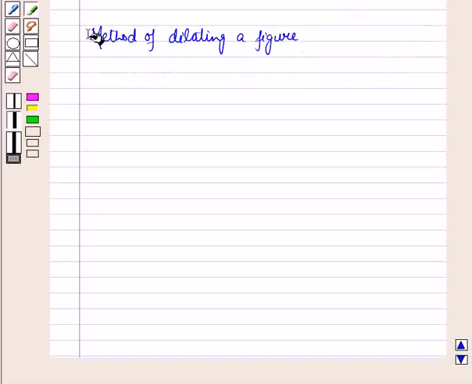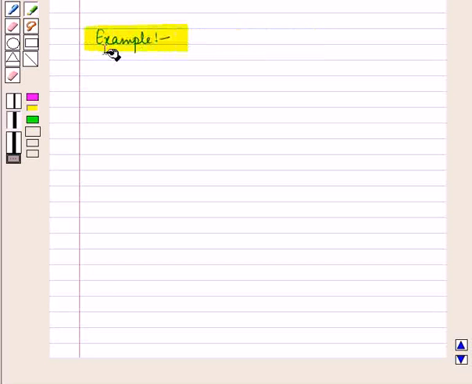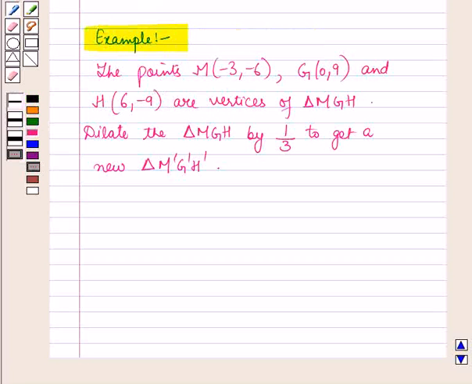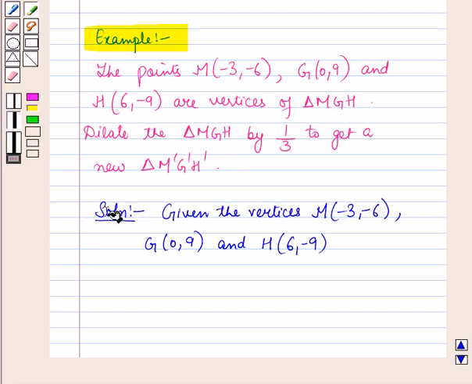Now let us discuss the method of dilating a figure with the help of an example. In this example, we are given that the points M with coordinates (-3, -6), G with coordinates (0, 9) and H with coordinates (6, -9) are the vertices of triangle MGH. We have to dilate this triangle by a scale factor of 1/3 to get a new triangle M dash, G dash, H dash. Now let us start with its solution.